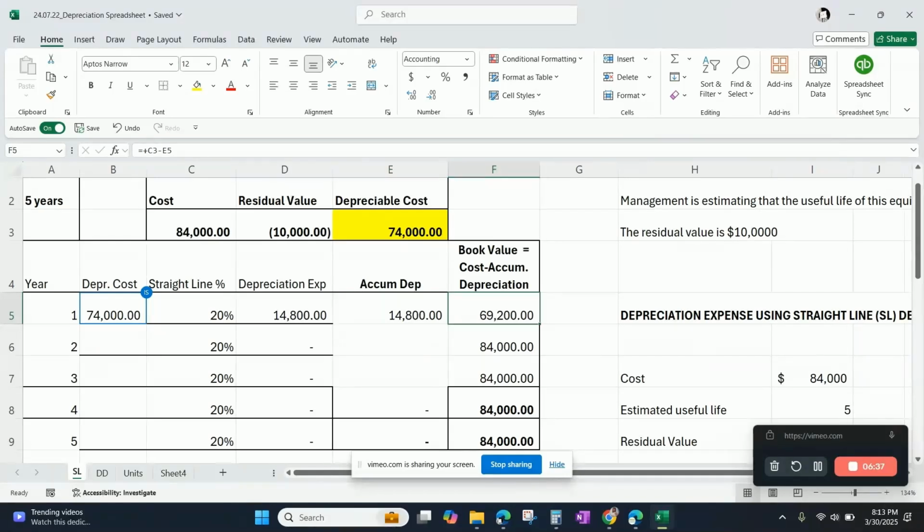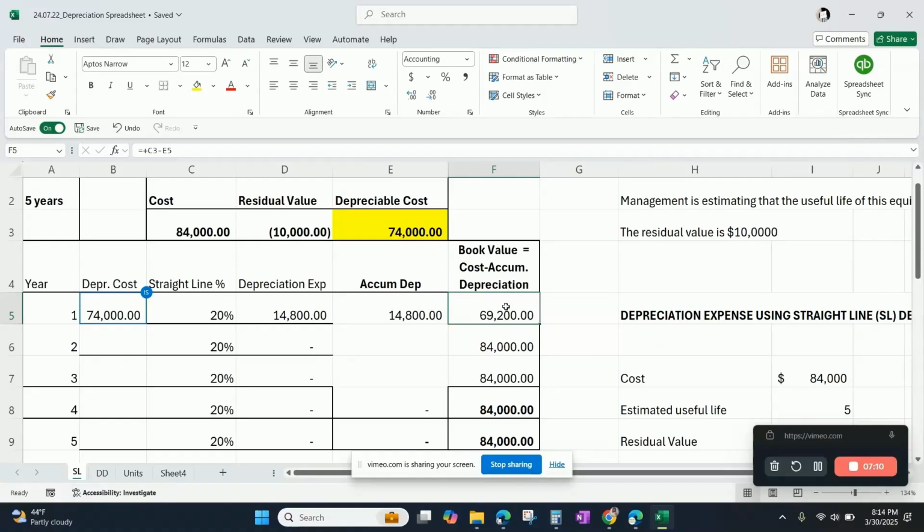The book value, however, is the cost of the asset minus the accumulated depreciation. For the first year, the book value, which is the cost minus accumulated depreciation, is $69,200. Book value is the value of this asset in the books, meaning in the accounting records, right? Let's not confuse that with any other terminology. Book value is the value of the asset in the accounting records.